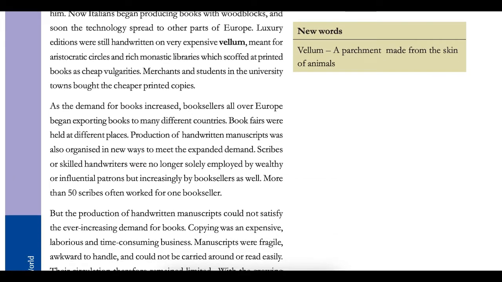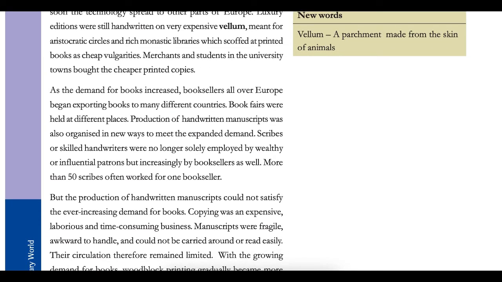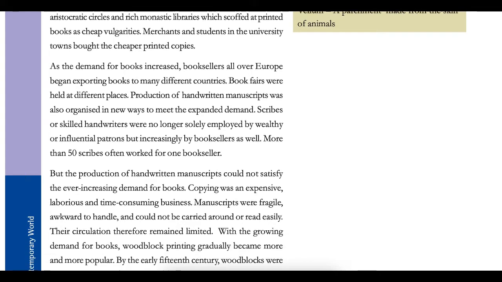As the demand for books increased, booksellers all over Europe began exporting books to many different countries. Book fairs were held at different places. Production of handwritten manuscripts was also organized in new ways to meet the expanded demand. Scribes, or skilled handwriters, were no longer solely employed by wealthy or influential patrons, but increasingly by booksellers as well. More than 50 scribes often worked for one bookseller.